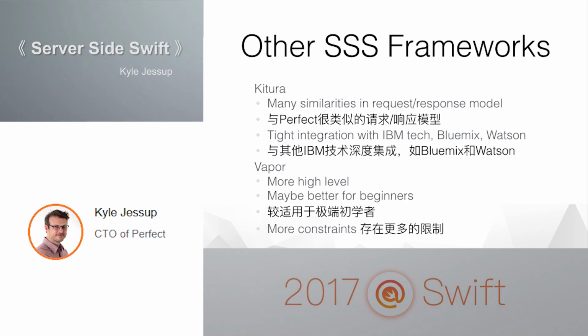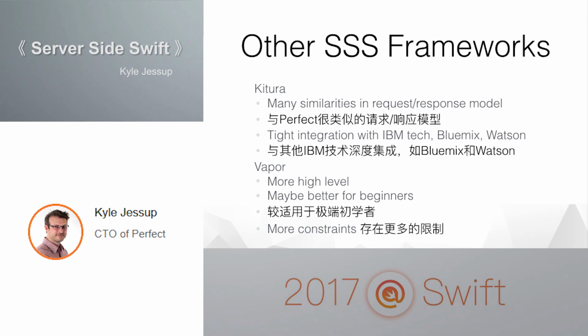Okay, almost done. There are several other server-side Swift frameworks, mentioning Kitura and Vapor here. Those are two other popular systems. Kitura is created by IBM, and if you recall some of the snippets I showed, Kitura has a lot of similarities in how they do the request and response model. What's notable about Kitura is its very tight integration with IBM technology. It is an IBM project, so as you can guess, it's all about IBM stuff: integration with Bluemix, Watson, all the stuff that IBM puts out.